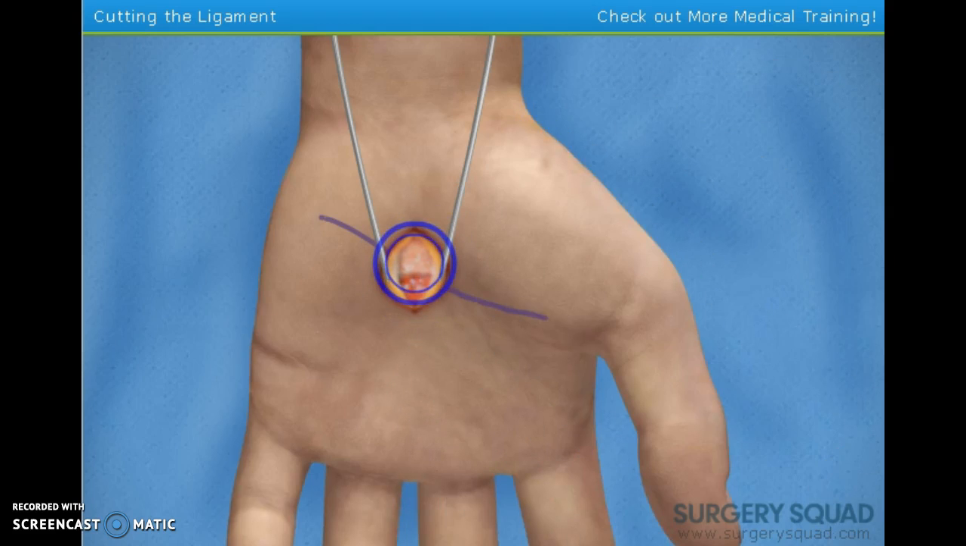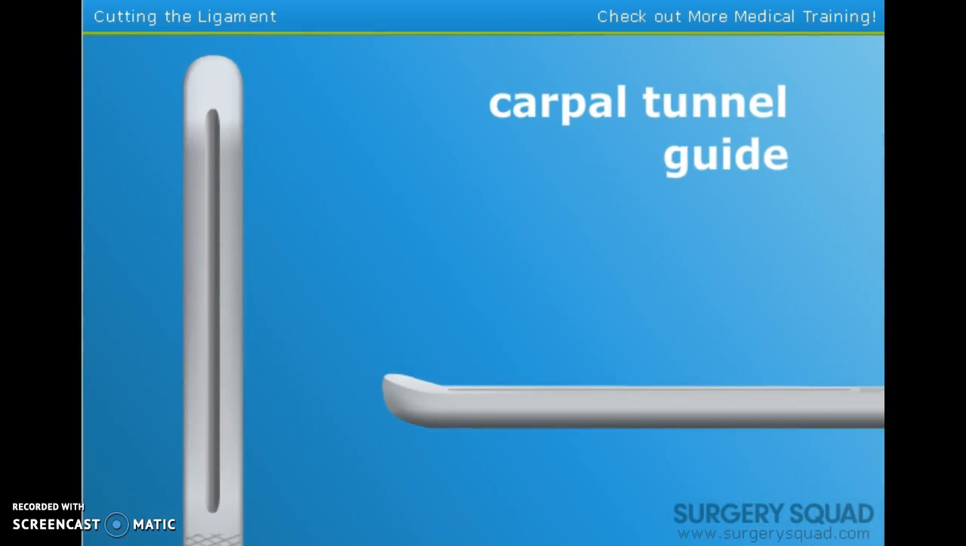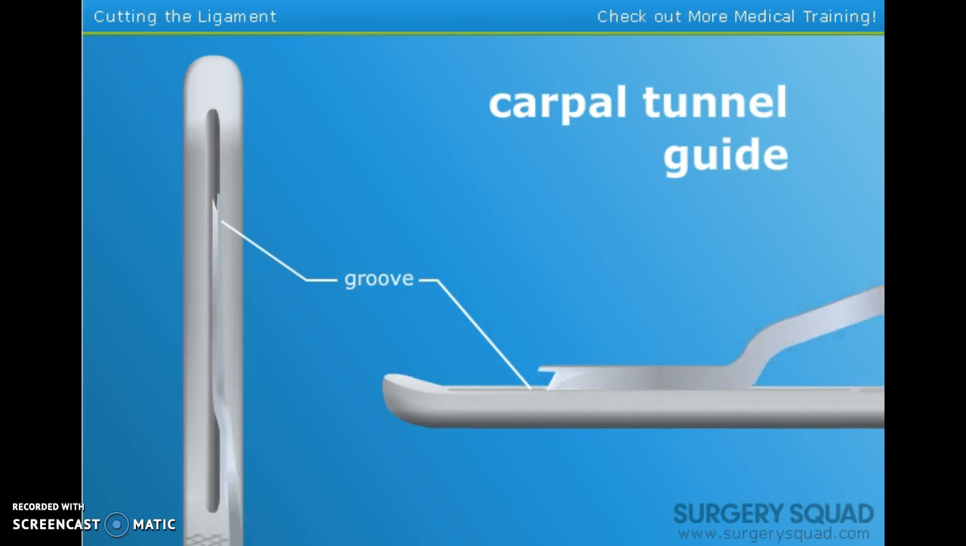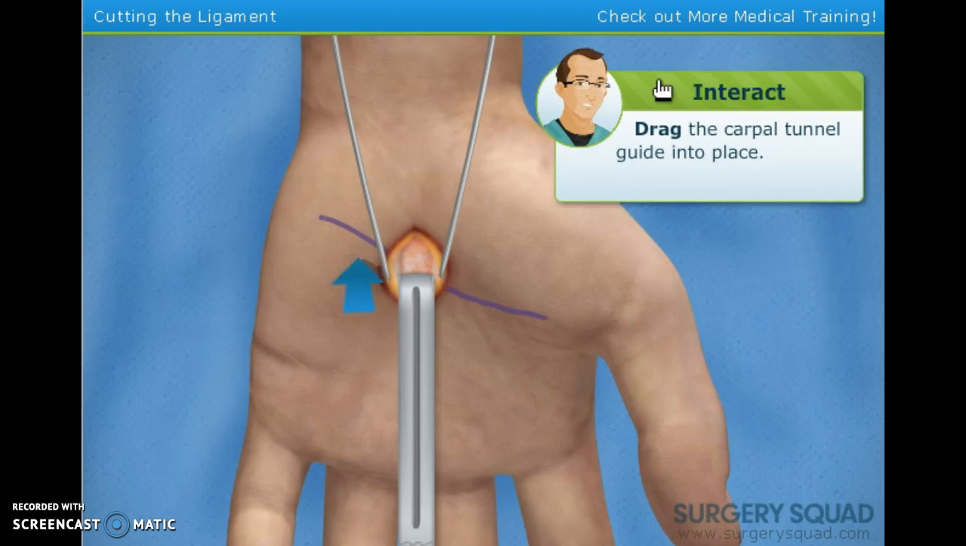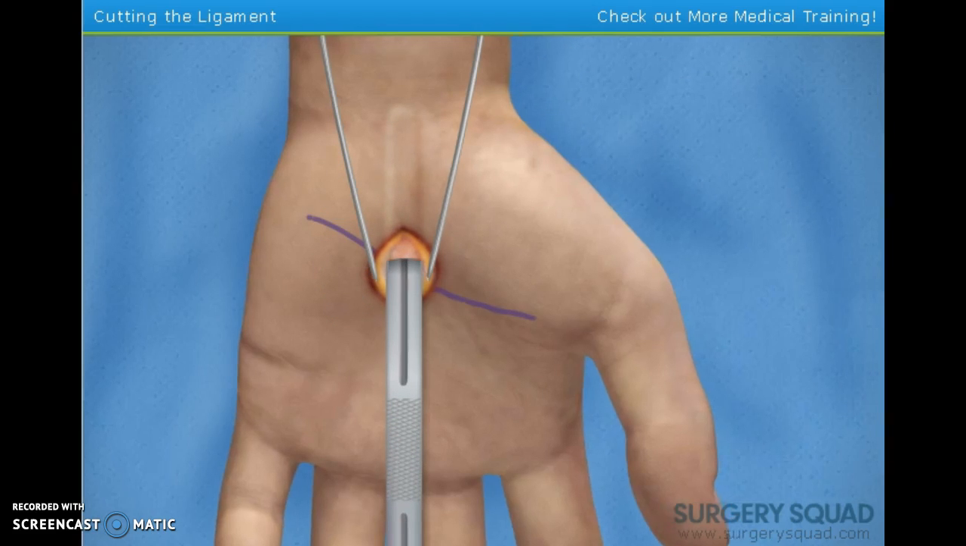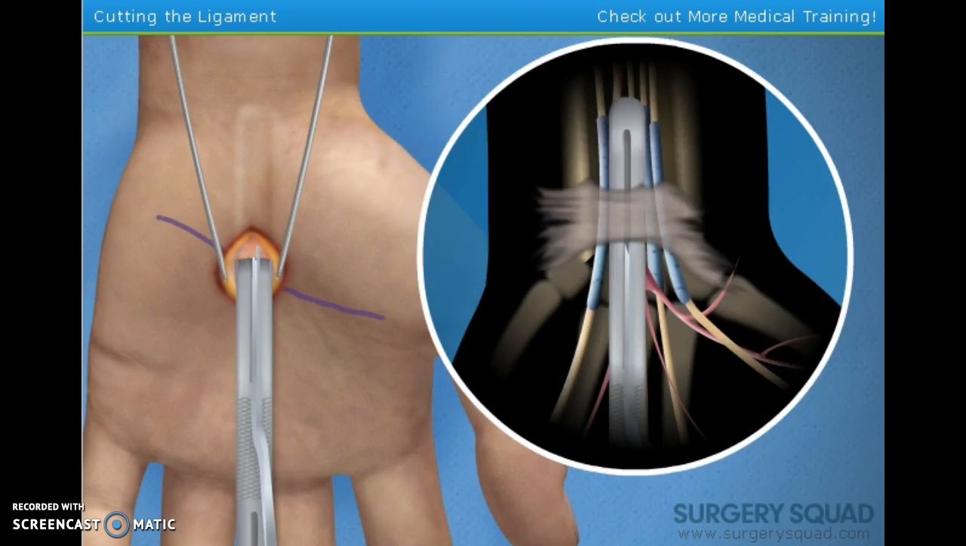With the transverse carpal ligament exposed, I'll need you to slip a carpal tunnel guide into the incision. This is a blunt-tipped instrument with a groove on the upper surface to accommodate a special knife. The carpal tunnel guide is placed down the carpal tunnel and underneath the ligament, and is used to protect the underlying nerve and tendons. Go ahead and push the carpal tunnel guide into place. Once it's in position, you'll advance our special knife down the guide to split the carpal ligament. As you push the knife forward, you will feel it cutting through the carpal ligament.